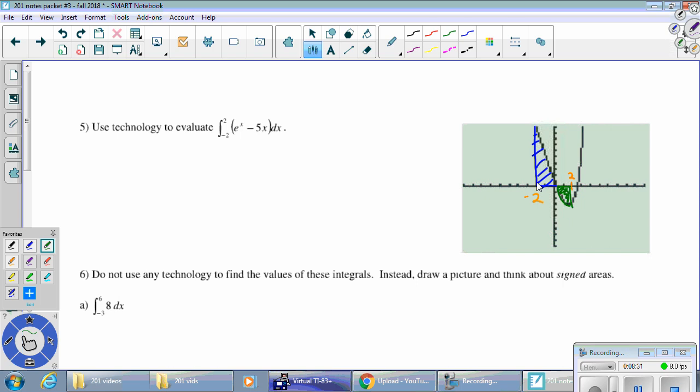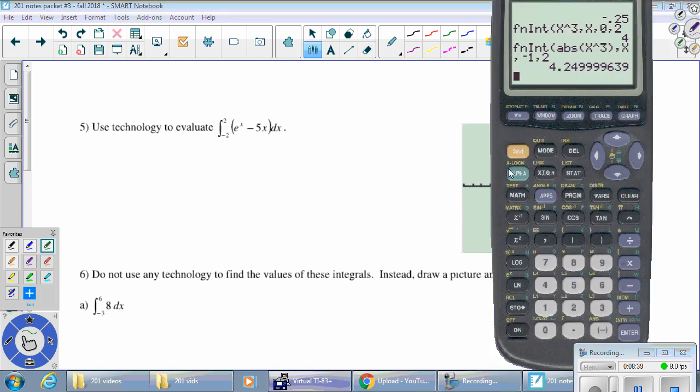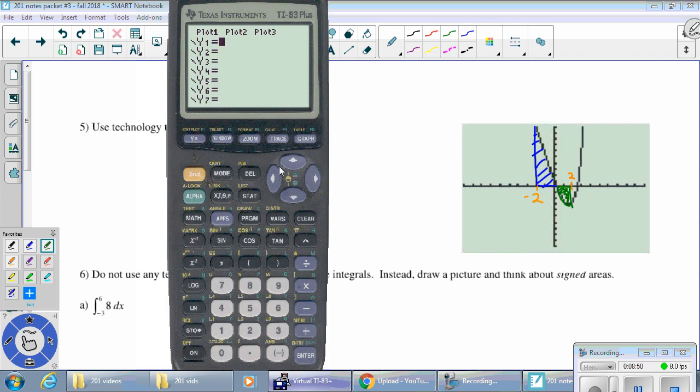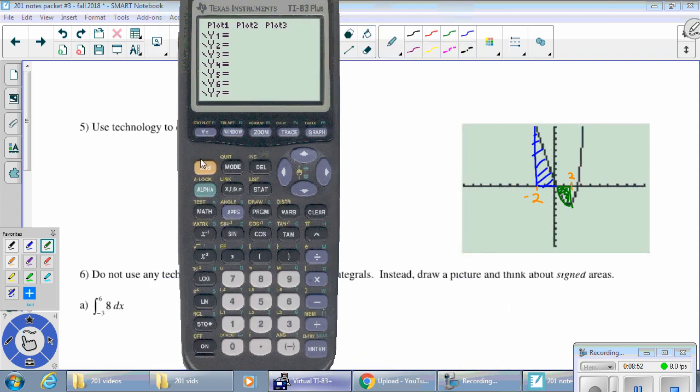So it's not the entirety of that bottom hump, the part that's below the x-axis. So let's see what we can do here. We're going to go to the calculator. What I really need to know is the value of this x-intercept, because I need to split and write two integrals, and I've got to split it right there at that x-intercept. So we're going to use technology to help us find the x-intercept.